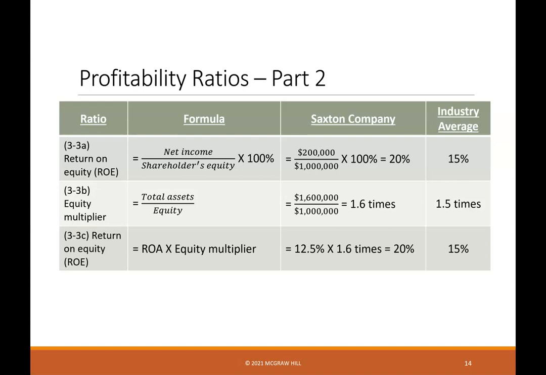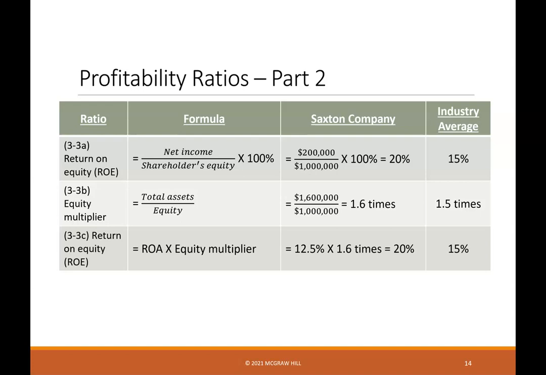Profitability ratios, Part 2. Return on equity is the net income divided by shareholders' equity. So with Saxton, it's 20%; the net income comes from the income statement, and the total shareholders' equity is from the balance sheet. The equity multiplier is just the total assets divided by the shareholders' equity. And so for Saxton, it's 1.6 times, and both those amounts come from the balance sheet.